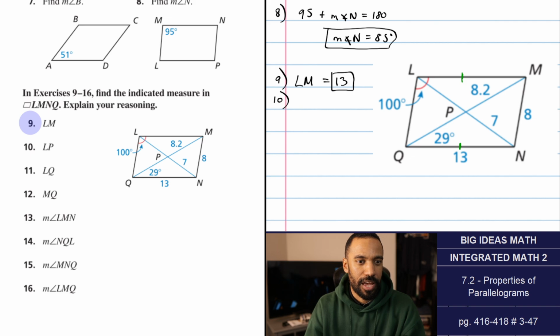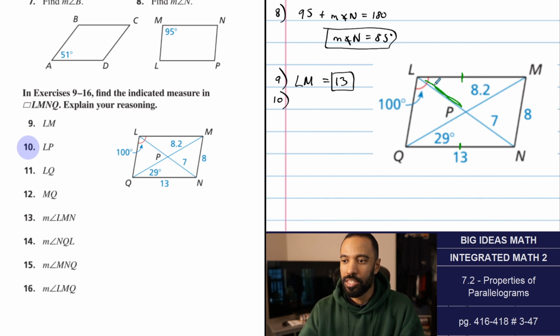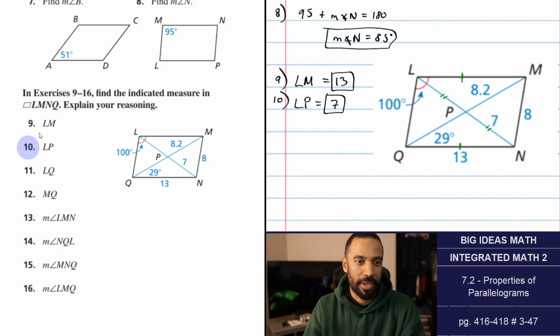Number 10, let's find the length of segment LP. Segment LP is half of this diagonal right here. This diagonal is half the whole diagonal. This half diagonal means that this is a whole. Remember, these things bisect each other here. So whatever LP is, PN is the same thing. So the length of segment LP is 7, as the other one is 7. And hopefully the markings on the diagram make enough sense.